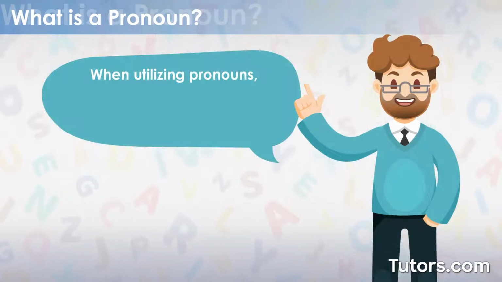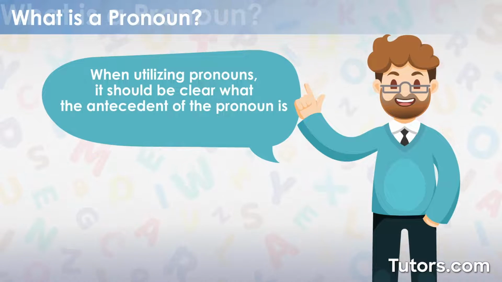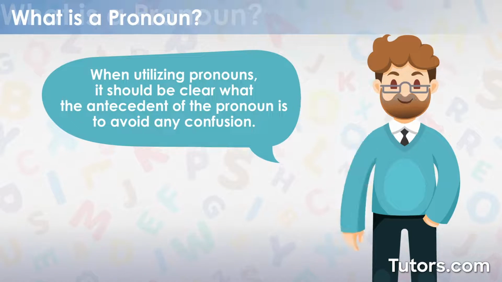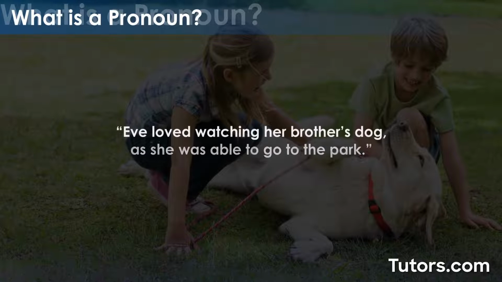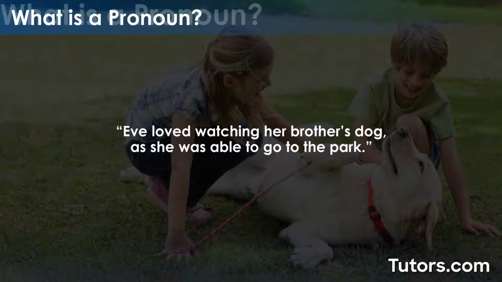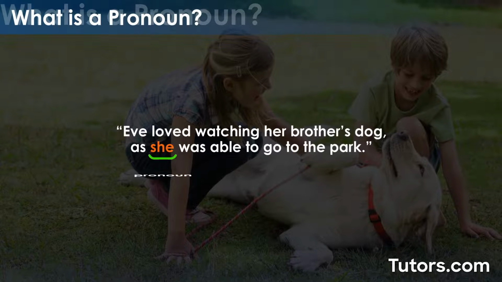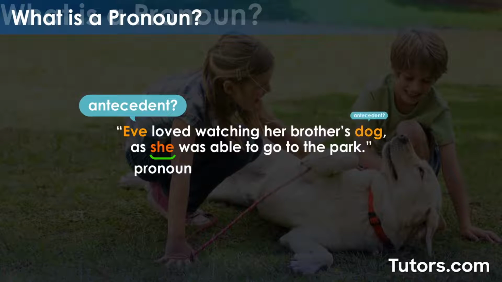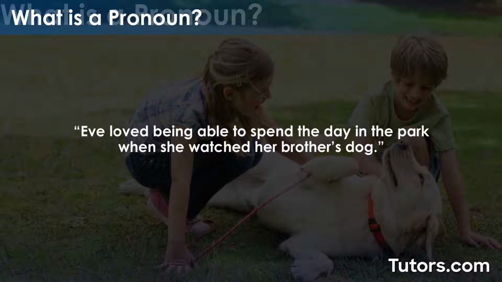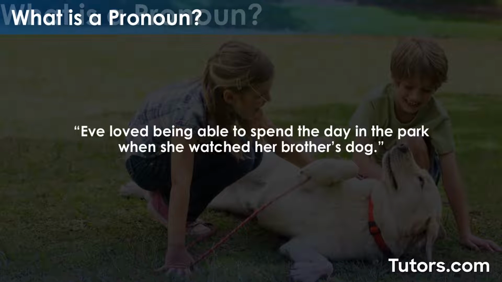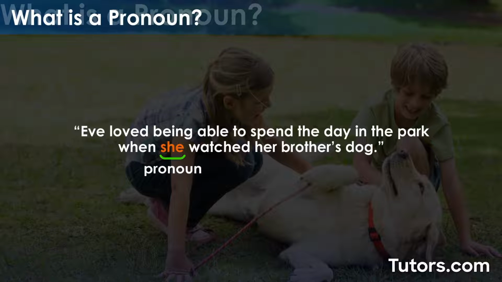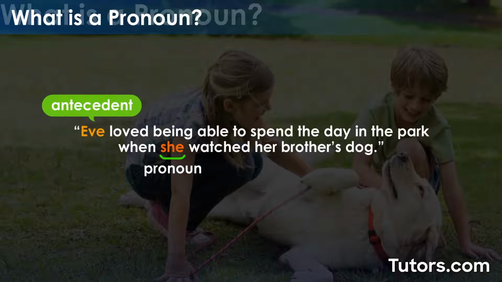When utilizing pronouns, it should be clear what the antecedent of the pronoun is to avoid any confusion. Take this example. Eve loved watching her brother's dog as she was able to go to the park. Is confusing. Is she referring to Eve or the dog? Let's rephrase the sentence so it is clear. Eve loved being able to spend the day in the park when she watched her brother's dog. Now it's clear. She refers to Eve.